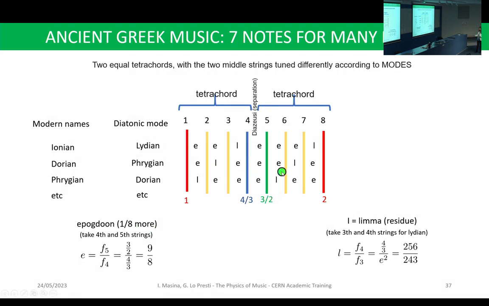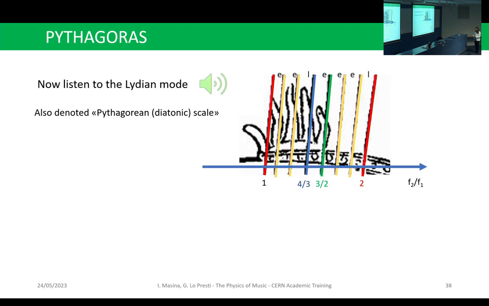You have then also the limma. Take, for instance, the third and fourth strings of the Lydian mode. Just do the fraction, you calculate this. This is pretty difficult to say, 256 divided by 243. This is the limma, the residue. So there is not a factor of two of difference between E and L. L is smaller than E, but it is not equal to 1/2. Now, listen to the Lydian mode. This E-E-L-E, E-E-L, which is also denoted as the Pythagorean diatonic scale. What do you expect to listen?